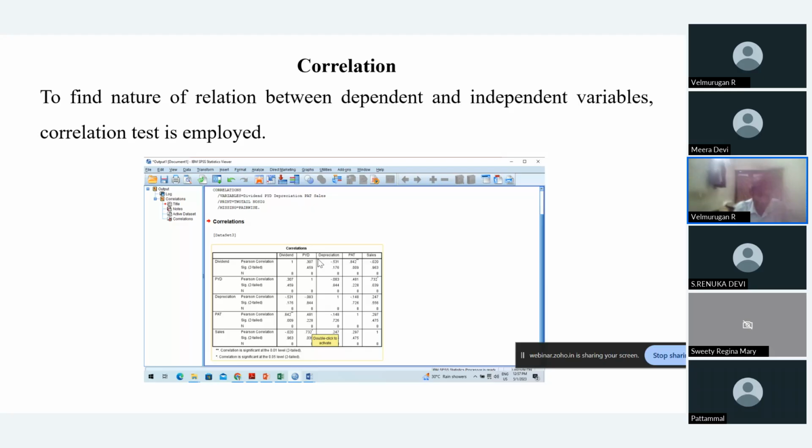Here profit is said to be the dependent variable and sales is said to be the independent variable. When sales increases, automatically profit also increases. We can say there exists a positive correlation.